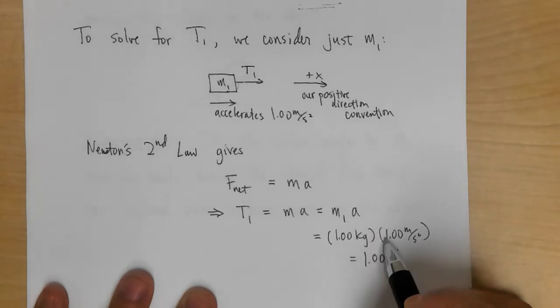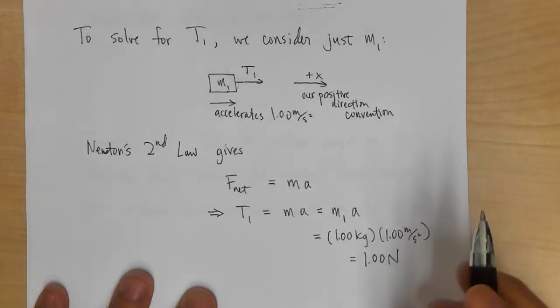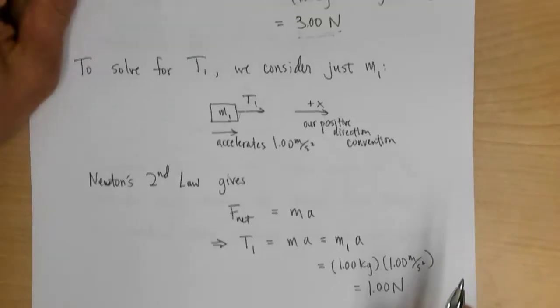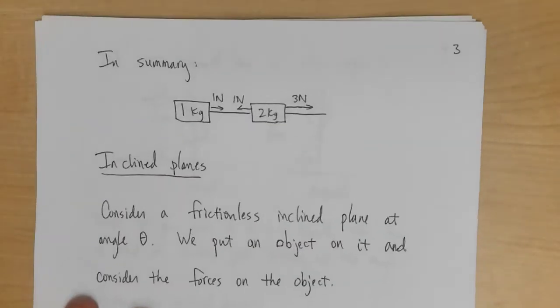That's 1 kilogram times 1 meter per second squared, so that's 1 Newton. So that's how we can get the tensions T1 and T2. So in summary, this is what it looks like.